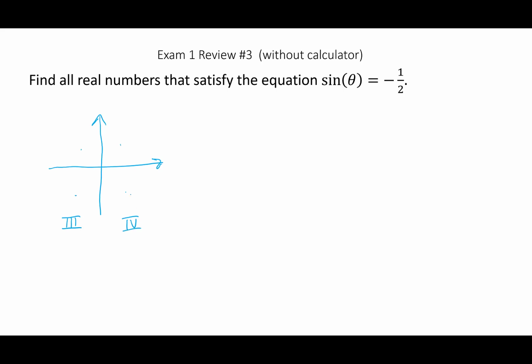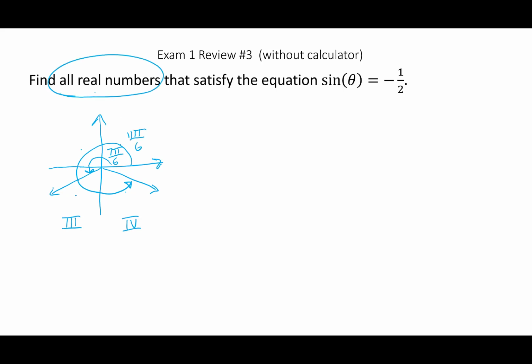So with sine of theta being equal to negative 1/2, we're going to have a reference angle of pi over 6 in the third quadrant and in the fourth quadrant. That would give us two different angles between 0 and 2 pi, the first being 7 pi over 6, with a reference angle of pi over 6. The second angle then would be 11 pi over 6.